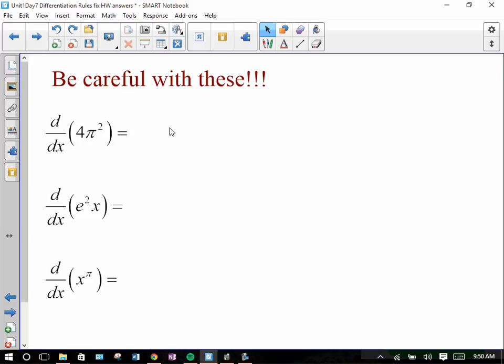Here's what I think. So is this a variable? I don't know the number. This is a number. So 4 pi squared is really what? Constant. What's the derivative of a constant? Zero. So the derivative of 4 pi squared is 0.